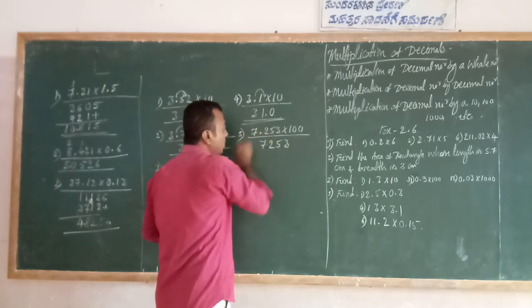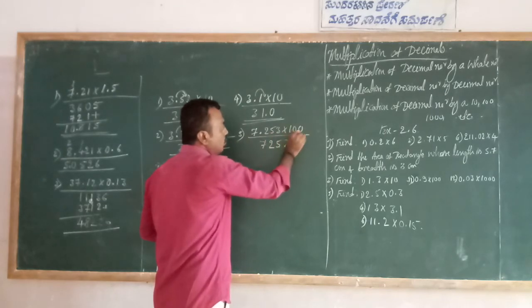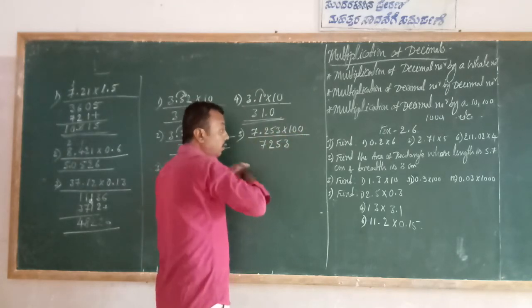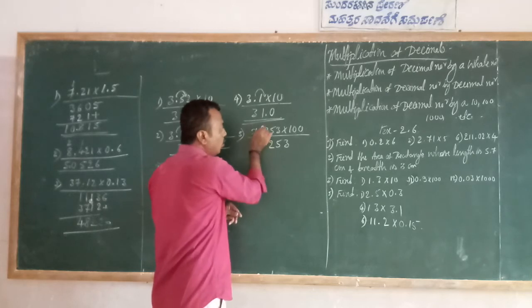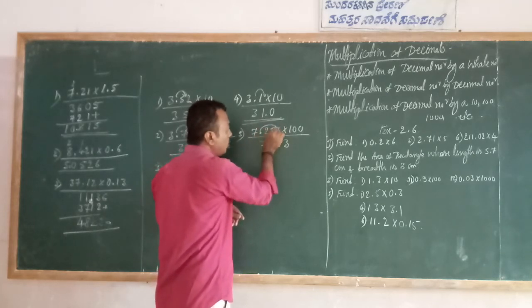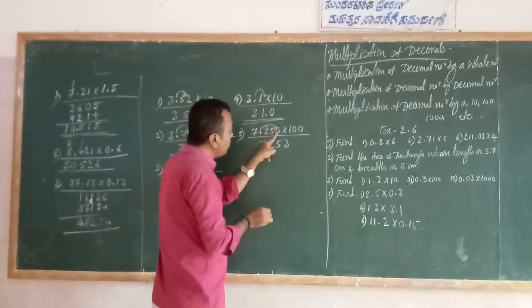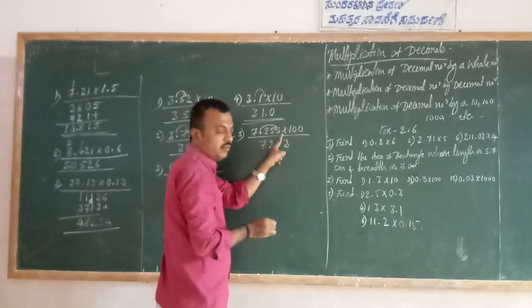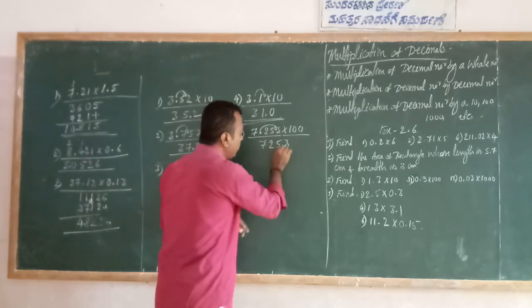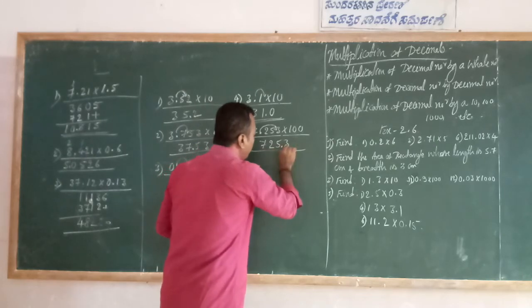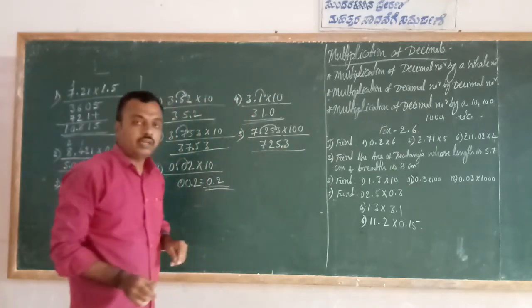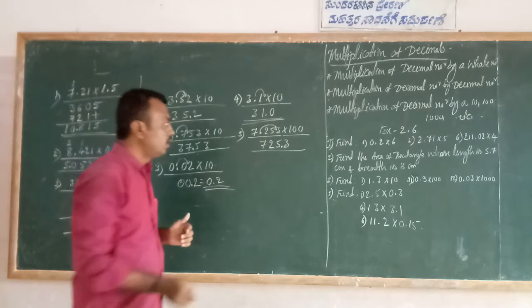7253. Now, how many 0s are there? Two 0s. That's why we shift two digits. So the point goes in between 5 and 3, where the 5 and 3 are here. So that's why it becomes 725.3. That's all. So next.